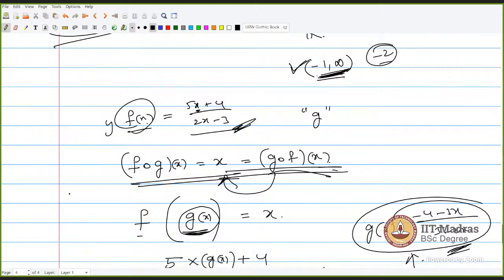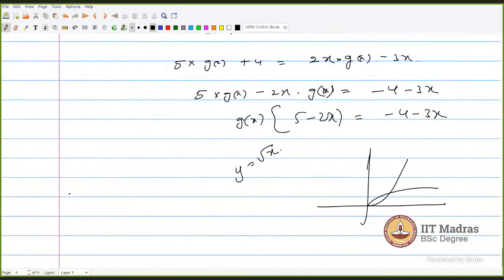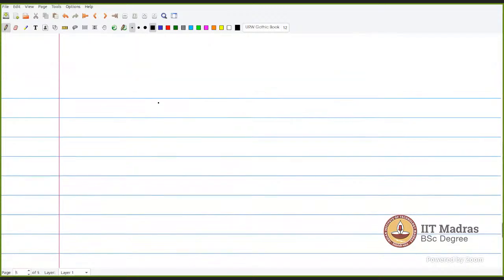Okay, sir. One last question, sir, please. Sir, could you please explain this vertical line test and horizontal line test? Means when we should use the horizontal line test, in what type of case?